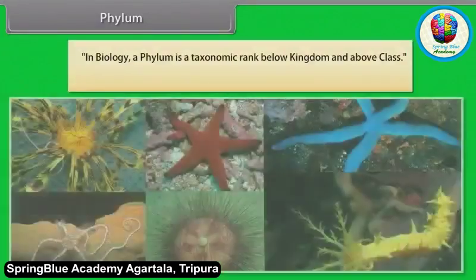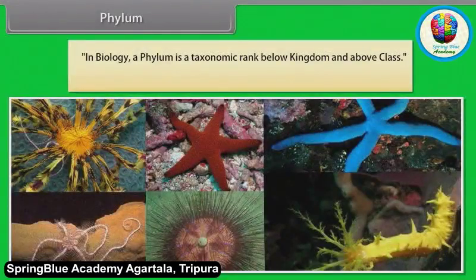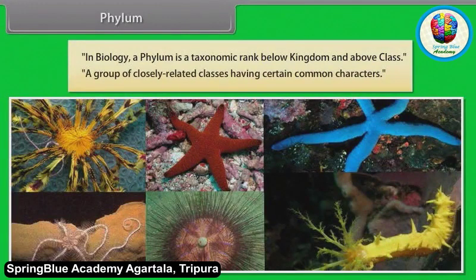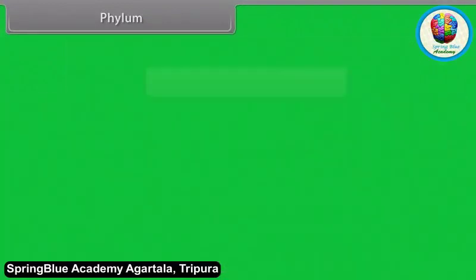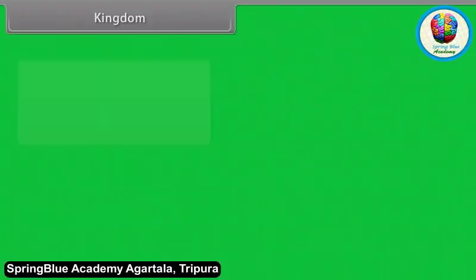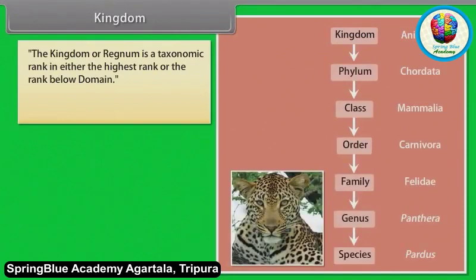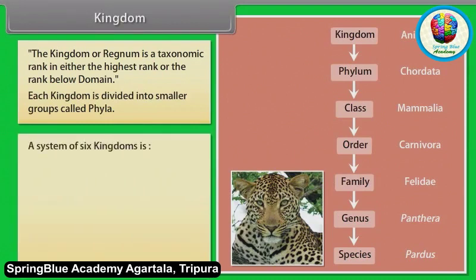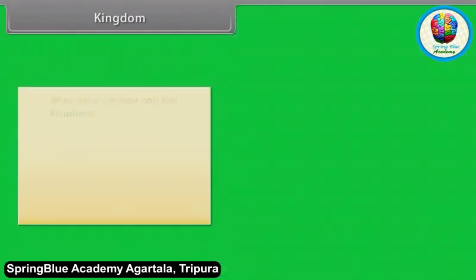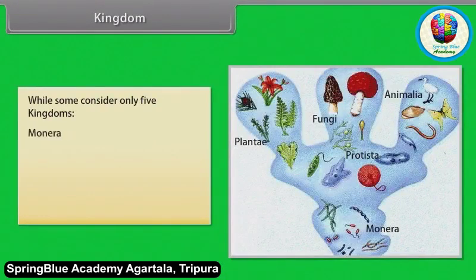Phylum. In biology, a phylum is a taxonomic rank below kingdom and above class. A group of closely related classes having certain common characters. In botany, phylum is equivalent to division. Kingdom. The kingdom or regnum is a taxonomic rank, either the highest rank or the rank below domain. Each kingdom is divided into smaller groups called phyla. A system of six kingdoms is Animalia, Plantae, Fungi, Protista, Archaea, Bacteria, while some consider only five kingdoms: Monera, Protista, Fungi, Plantae, Animalia.